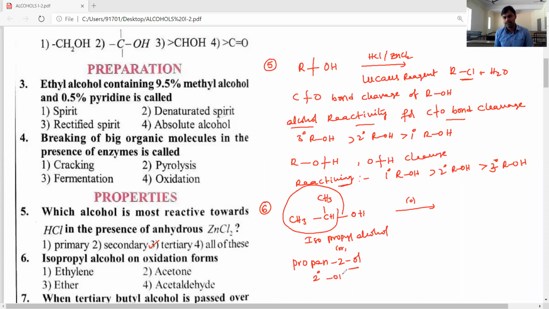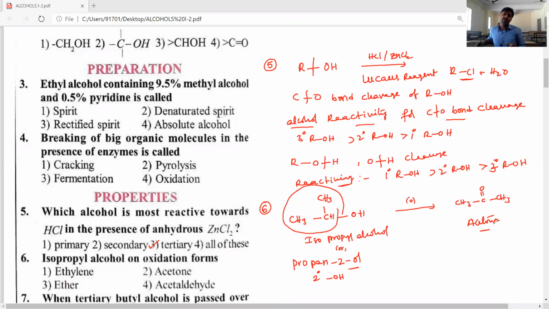Propan-2-ol upon oxidation is a secondary alcohol. Secondary alcohols upon oxidation produce ketones, CH3-C(=O)-CH3. Okay, so that product is acetone. What is the name of this? Acetone. Primary alcohols upon oxidation with a strong oxidizing agent produce carboxylic acids. Mild oxidizing agents convert them into aldehydes.